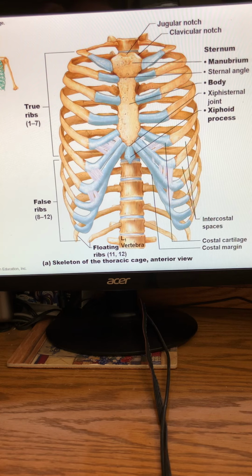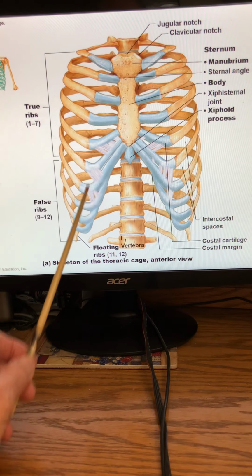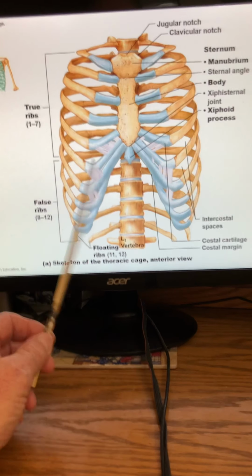The xiphoid process is mostly cartilage when you're young, and then as you get older, it starts to turn into bone. So that's going to be that portion of the sternum. Then there's going to be 12 pairs of ribs, so that gives you 24. The first 7 pairs are all going to have a sternal or a cartilage attachment to the sternum.